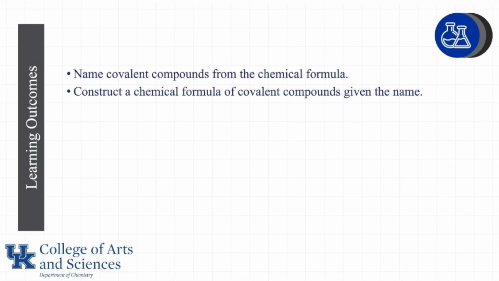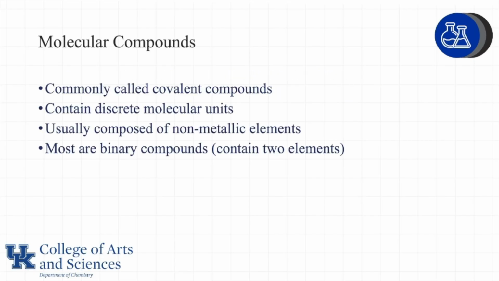In this lesson, we're going to look at how we go between the name and formula of covalent compounds, also known as molecular compounds. A few things we should know about molecular compounds. They're also called covalent compounds. These mean the same thing. They contain discrete molecular units, so individual molecules that match the formula that we see.